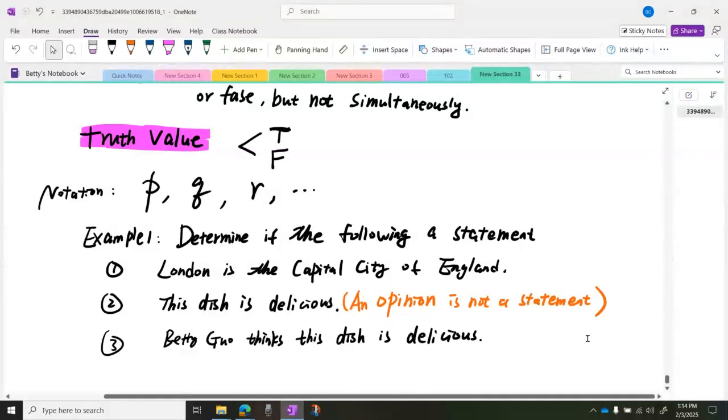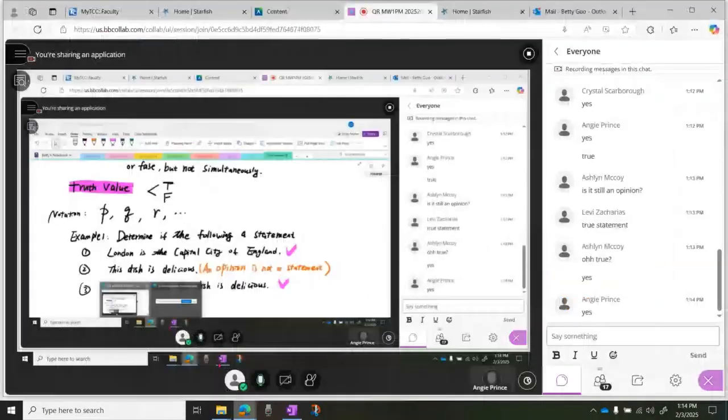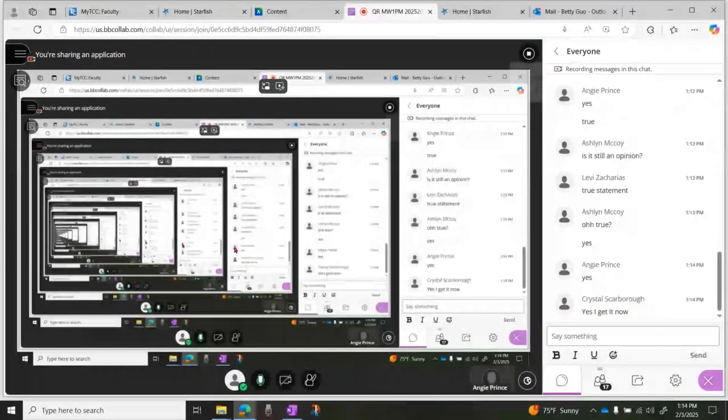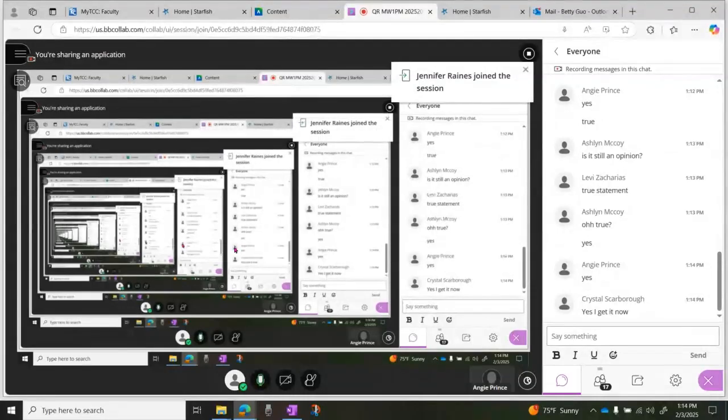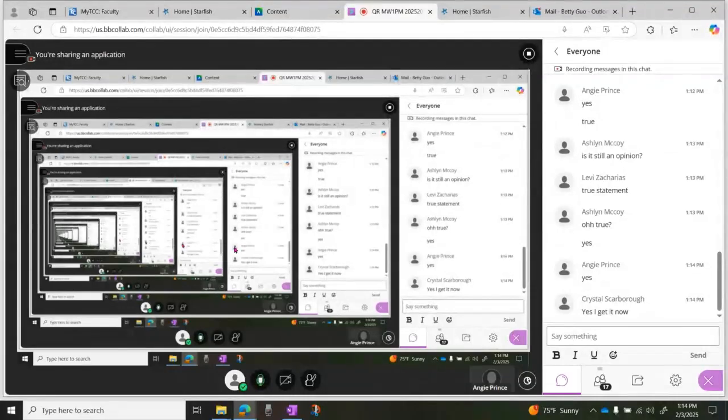Do you guys agree? Do you see it? It is a statement. You know, when we determine if a sentence is a statement, we really do not care about if the statement is true or false. We don't care. Sometimes there's no way to know. What we need to focus on is the sentence gives a fact or a lie. Perfect. Yeah, you get it now. Very good.